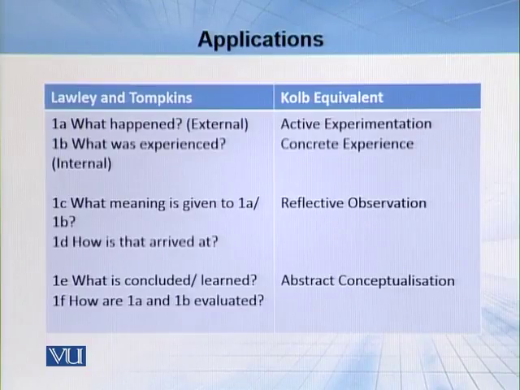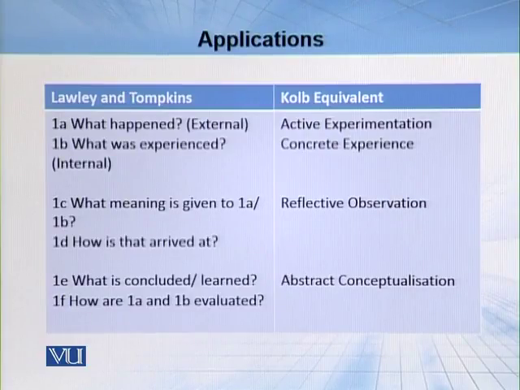We can also see in the Lawley and Tompkins model what meaning the individual may give to what happened, both from the external as well as the internal perspective, and how they're thinking about that particular experience. And in terms of Kolb's learning cycle, this compares with the stage of reflective observation, where the individual is sitting down and thinking through the experience and trying to give meaning to it.